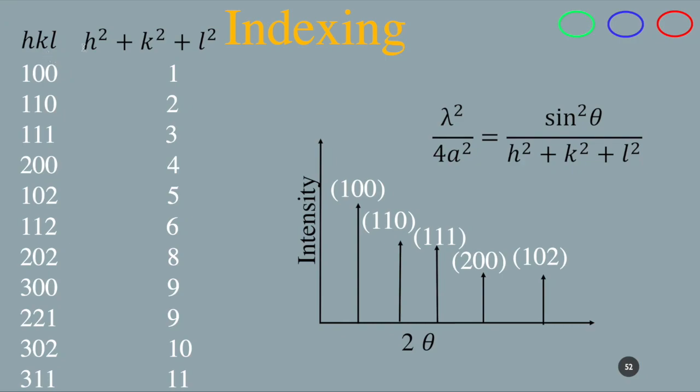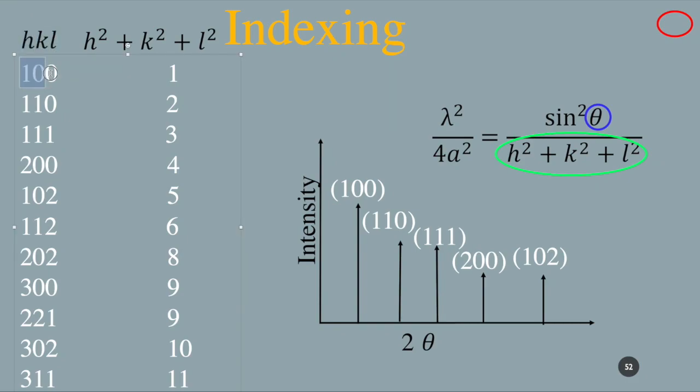Let's try to do some indexing. When we index, this part is very important. Theta only depends on the type of plane. So let's find out what the different types of planes possible are. Well, obviously the 0, 0, 0 plane is not possible. So we start with the lowest one, the 0, 0, 1 plane. It is possible.